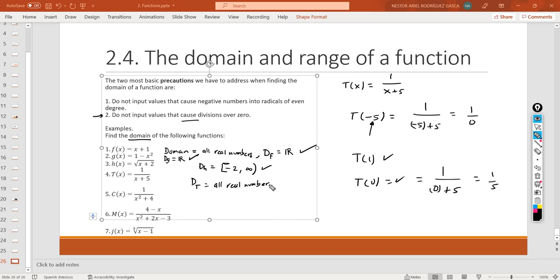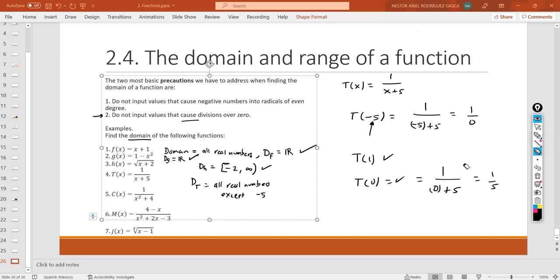All real numbers except 0. I'm sorry, except -5. I make a lot of dumb mistakes like that. All real numbers except -5. This is perfectly okay. You can do this. All real numbers except -5. Now let's do that with symbology.